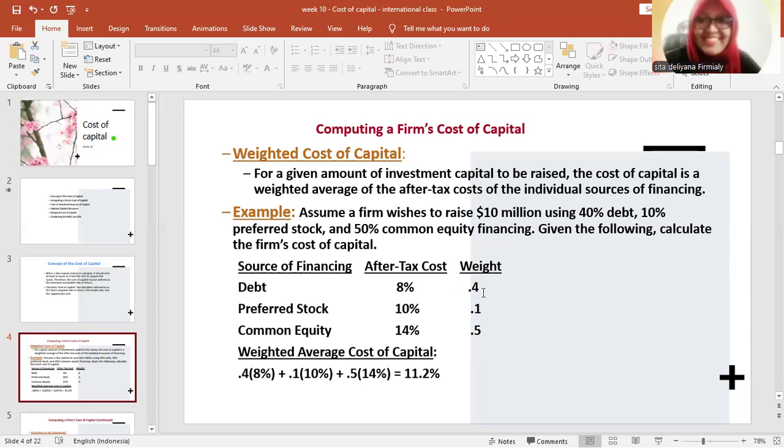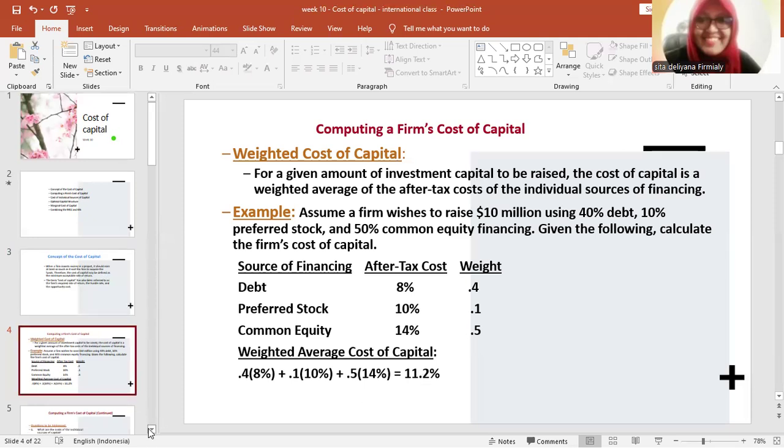You can see from the weights here, 40% plus 10% plus 50% will be equal to 100%. From this point, you can calculate the weighted average cost of capital. Simply multiply 0.4 by 8%, plus 10% multiplied by 10%, plus 50% multiplied by 14%. Then you will get 11.2%. This is the weighted average cost of capital.